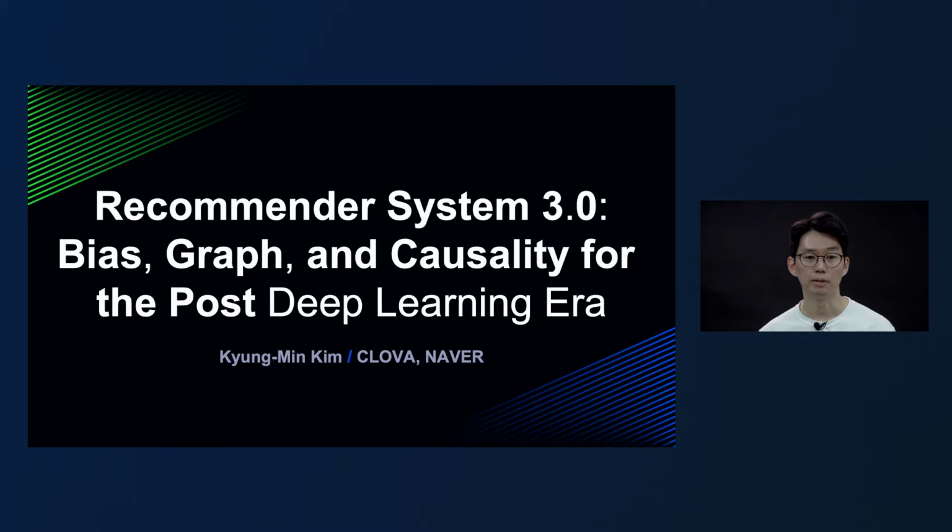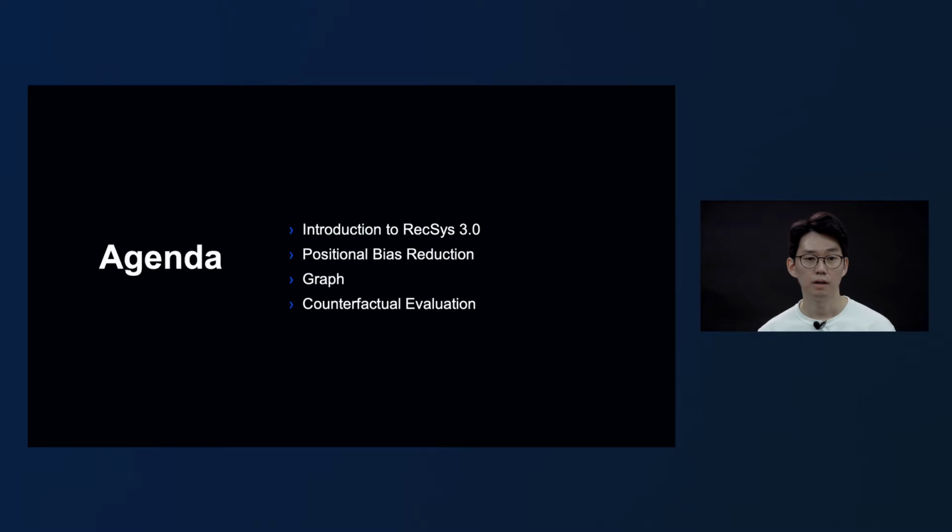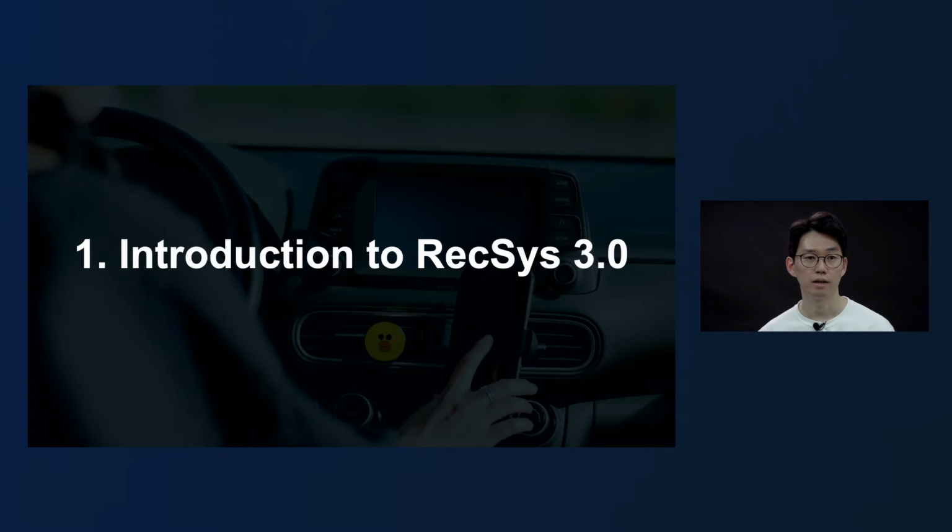In this talk, I will talk about Recommender System 3.0: bias, graph, and causality for the post-deep learning era. At first, I will introduce what Recommender System 3.0 is, and positional bias reduction, graph, and counterfactual evaluation. Introduction.